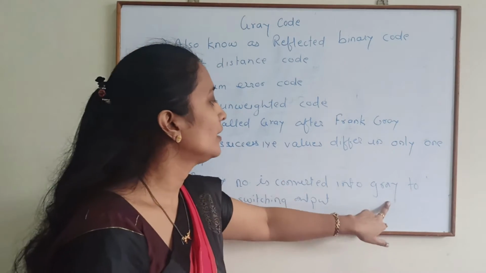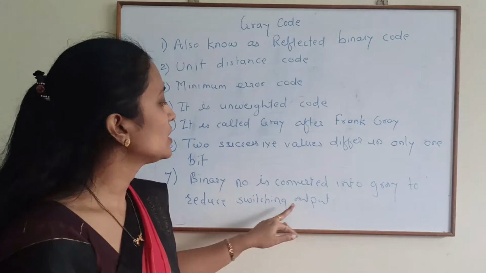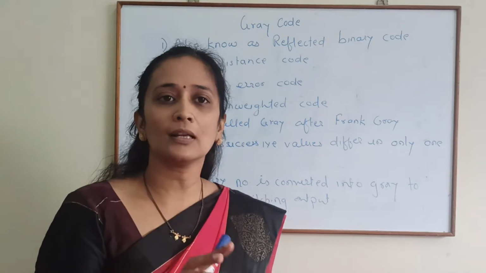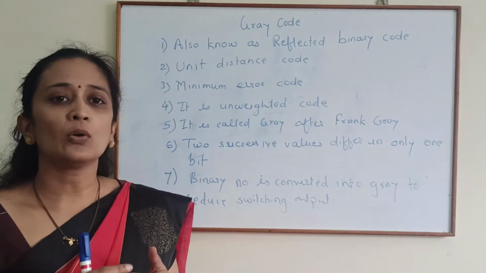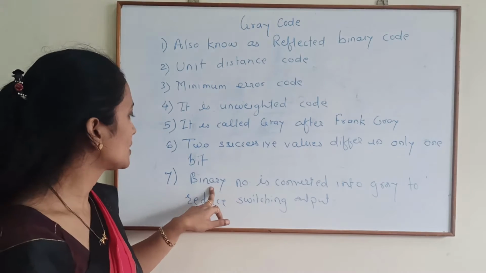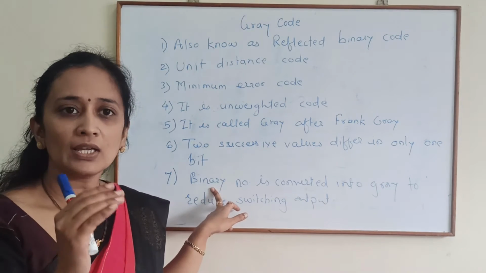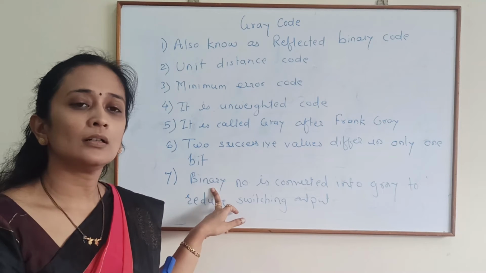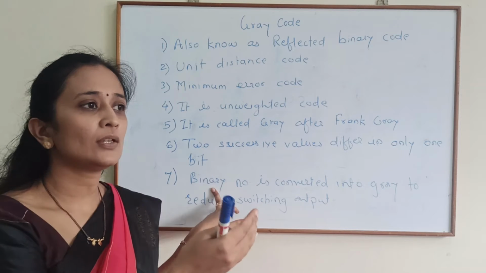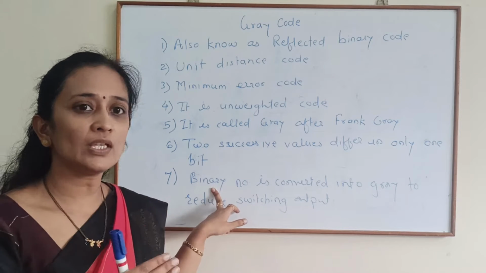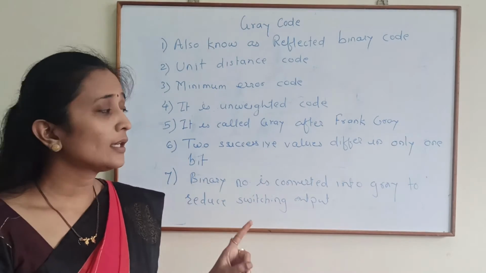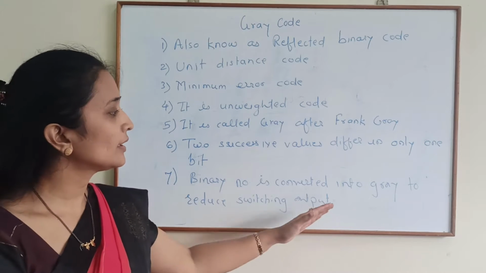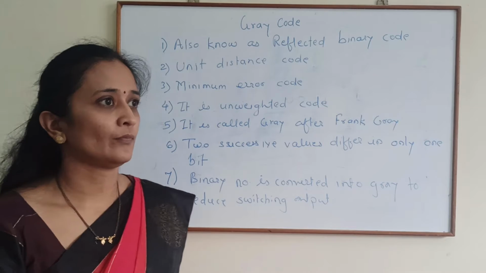A binary number is converted into Gray to reduce switching of output. Why did the scientist Frank Gray invent Gray code? To reduce switching of output. In the binary number system, if we are doing an arithmetic calculation, the output will switch from 0 to 1 and 1 to 0 many times. To reduce this switching, we use Gray code. In Gray code, the number of switchings from 0 to 1 and 1 to 0 is very small. Therefore, Gray code is used in calculation. This is Gray code.